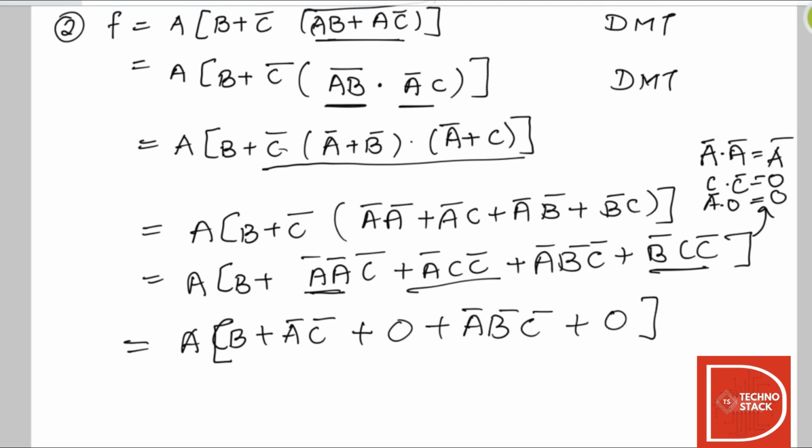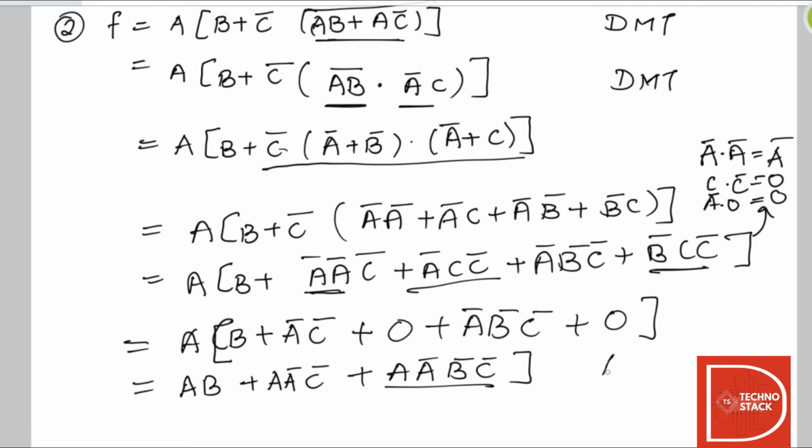Now we'll multiply a inside with the distributive law. So that becomes ab + aāc̄ + aāb̄c̄. Now this term becomes 0 as a into ā is equal to 0, and this term also becomes 0. So our final output is ab. This is our reduced expression.